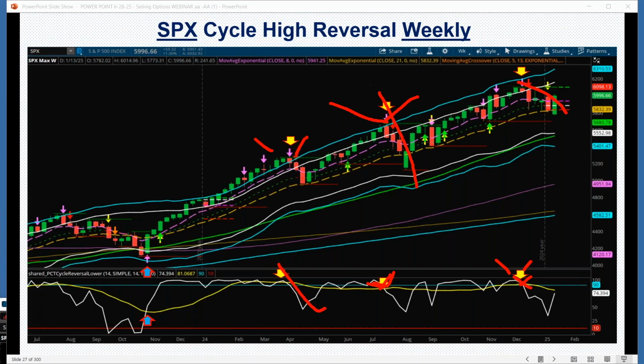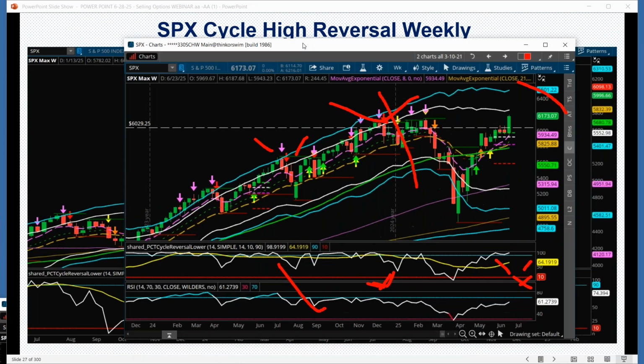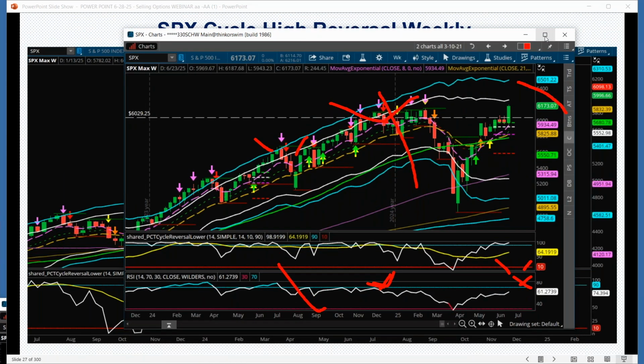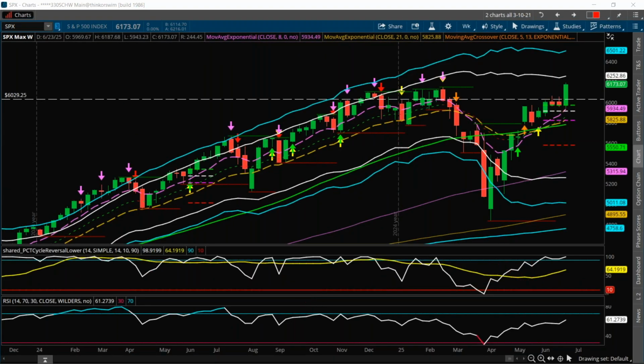Now, currently, just one last picture. We're not even there. We're not even close. All right. Now that doesn't mean that we can't crash and burn tomorrow, but just looking at these technicals, there's still, what I'm trying to point out, there's still potential to grind higher. Okay.